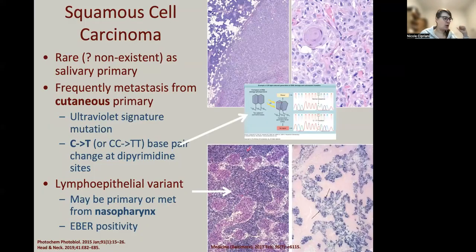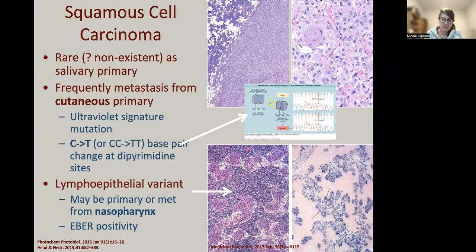It's 9 o'clock, I'm almost done. The other place in which we want to exclude a metastasis is true keratinizing squamous cell carcinomas of the parotid gland, which essentially are, we think, rare to non-existent as salivary primaries. They are mostly metastases from cutaneous primaries.